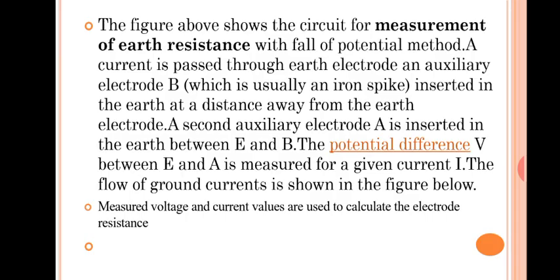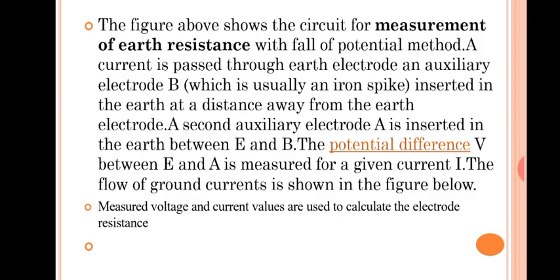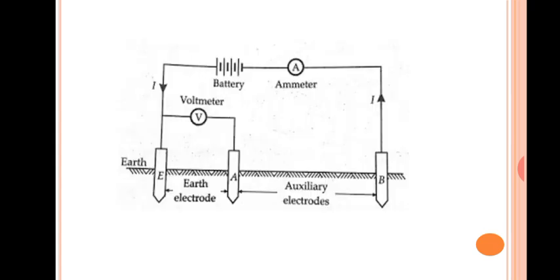The figure shows the circuit for the measurement of earth resistance with the fall of potential method. A current is passed through the earth electrode and an auxiliary electrode B, which is usually an iron spike, inserted in earth at a distance away from the earth electrode. A second auxiliary electrode A is inserted in the earth between E and B.